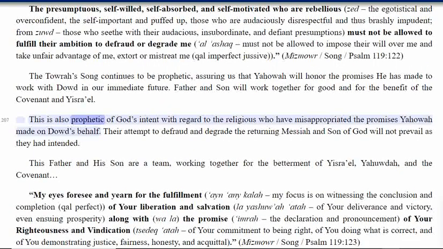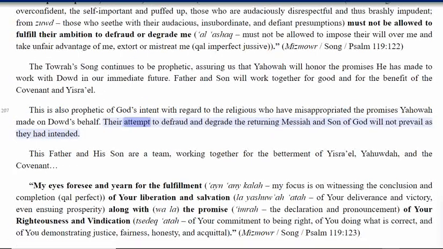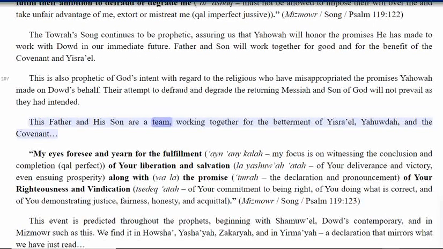This is also prophetic of God's intent with regard to the religious who have misappropriated the promises Yahowah made on Dowd's behalf. Their attempt to defraud and degrade the returning Messiah and Son of God will not prevail as they had intended. This father and his son are a team, working together for the betterment of Yisrael, Yahweh, and the covenant.